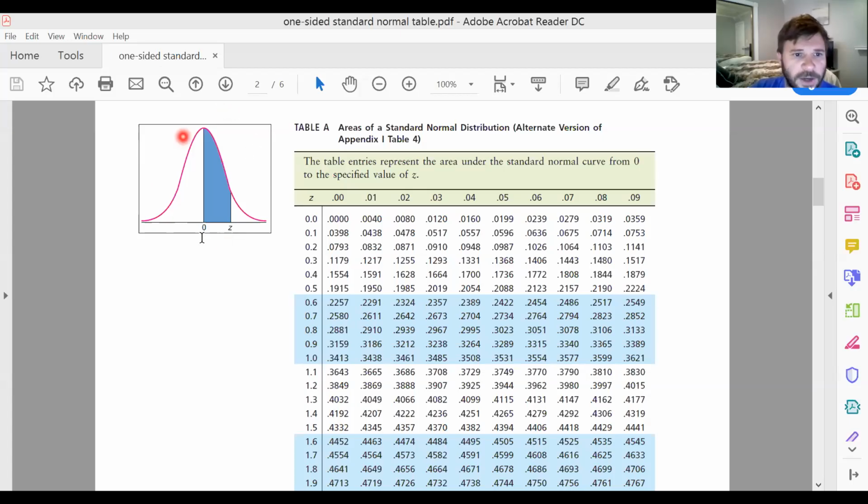we can see here that the table specifically corresponds to this picture. It's showing us these one-sided values between 0 and Z, but it's not giving us the tail probability. So if we wanted that area in white, we would basically have to take 1/2, which is the area underneath the entire right half of this curve to the right of 0, and we would have to subtract out the blue region. So that's what we're going to do here.